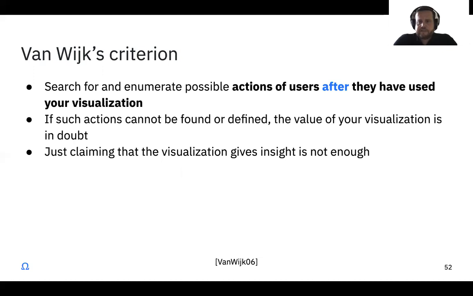An interesting criterion is proposed in the work of Jack van Wijk, and that is that you should search for and enumerate possible actions of users after they have used your visualization. So basically, your domain experts or people that are supposed to use your visualization for real to gain useful knowledge. And simply put, if such actions cannot be found or defined, then the value of your visualization is in doubt. And because you cannot just claim that the visualization gives insight.